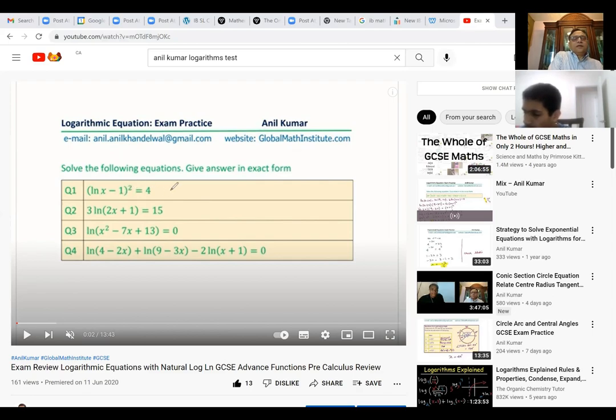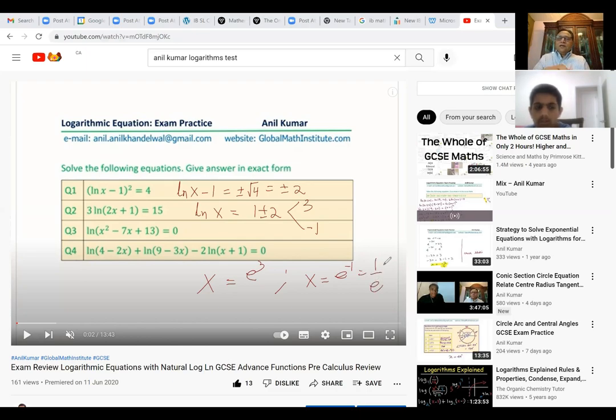So the first one, we have squared there. That means ln x minus 1 equals plus or minus the square root of 4, right? Which is equal to plus or minus 2, correct? So ln x minus 1, you bring 1 to the right side. So ln x equals 1 plus or minus 2, which could be 3 or 1 minus 2, which is minus 1. ln is to the base e, and therefore we get two solutions. One is x equals e to the power of 3, and the other is x equals e to the power of minus 1, which means 1 over e. Students sometimes make a mistake of not using plus and minus, so you have to be very careful.